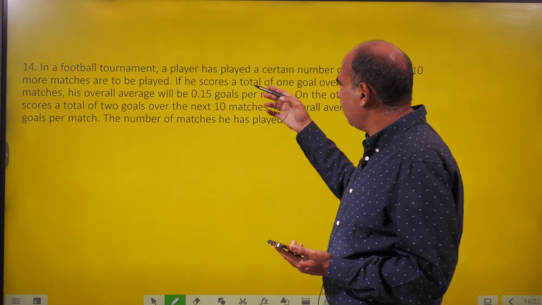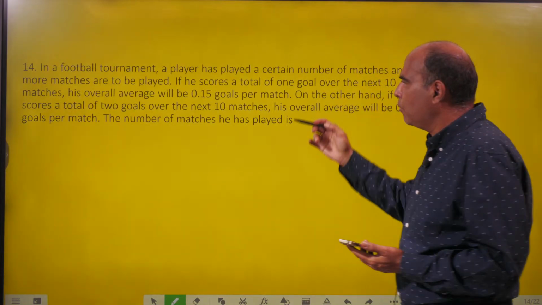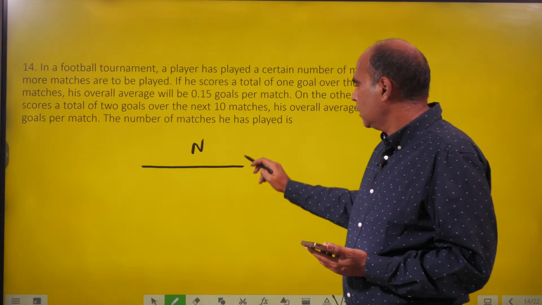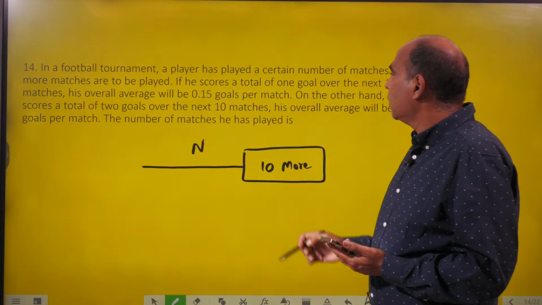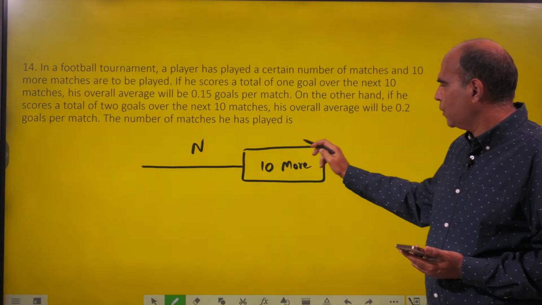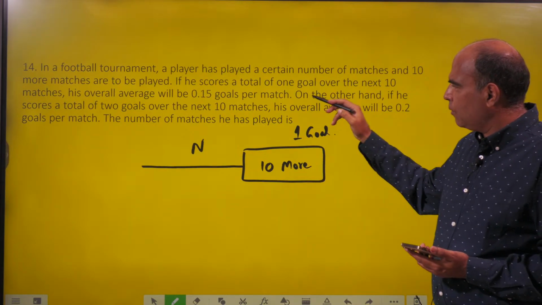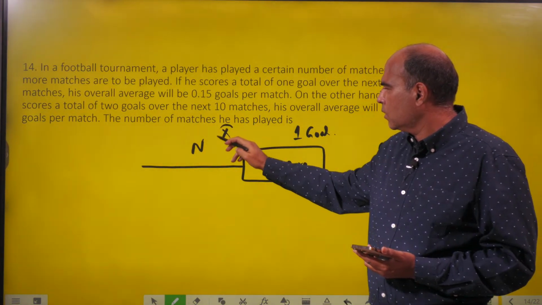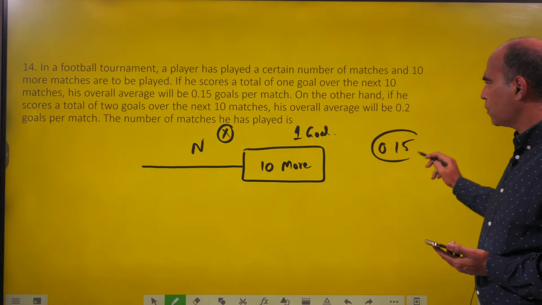In a football tournament, a player has played a certain number of matches and 10 more matches are to be played. So a player has played a certain number of matches and you've got 10 more matches to be played. If he scores a total of 1 goal over the next 10 matches, his overall average will be 0.5 goals per match. So he must have scored, let's say he scored x goals.